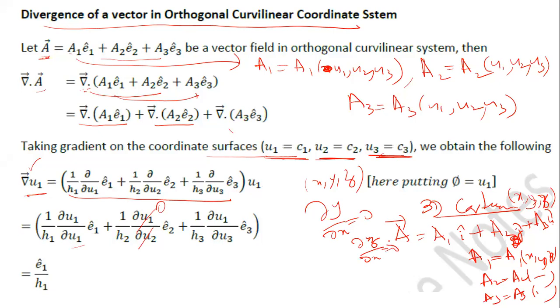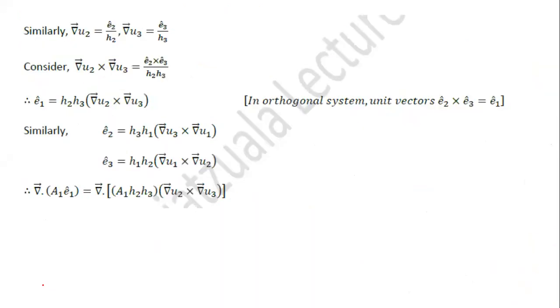So similar to that, when you differentiate one of the coordinate variables with another coordinate variable in this orthogonal covariant coordinate system, it will be 0. And similarly, this differentiation also will result in 0. And this will result in 1. And what we have here is e1 cap, the tangential unit vector, upon h1, right? So similarly, if you take grad u2, this is what you're going to get. If you take grad u3, this is what you're going to get.